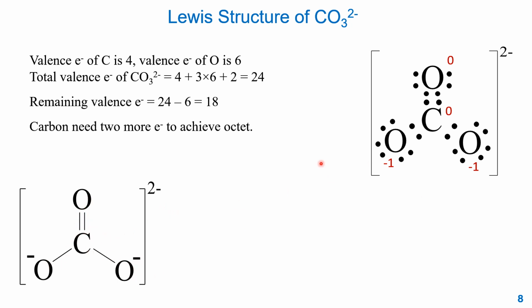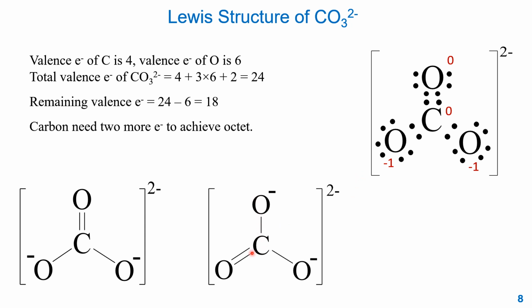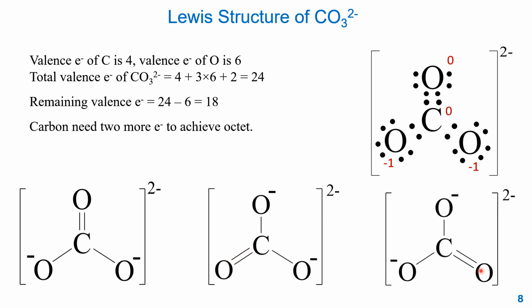And you may ask, can this oxygen share that 2 electrons instead of this oxygen? Yes, you can do that. So you can have the double bond here, or you can have the double bond on this oxygen. So these three Lewis structures are all correct. So we call them resonance structures.